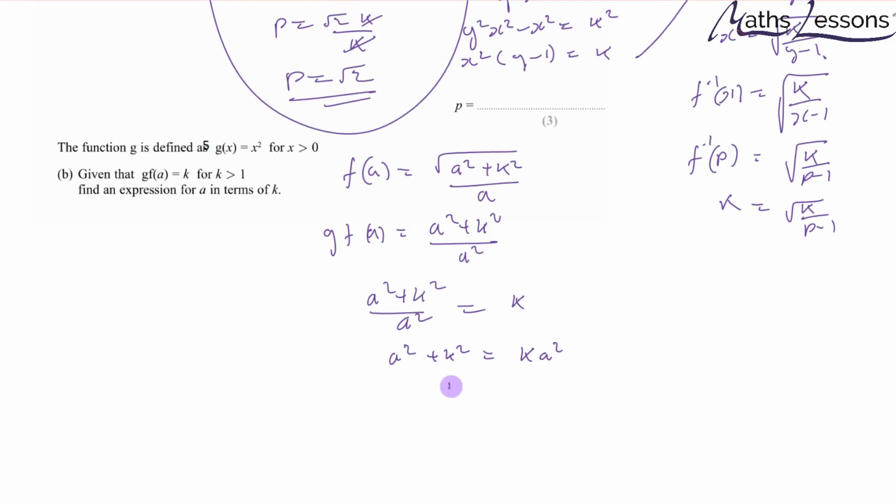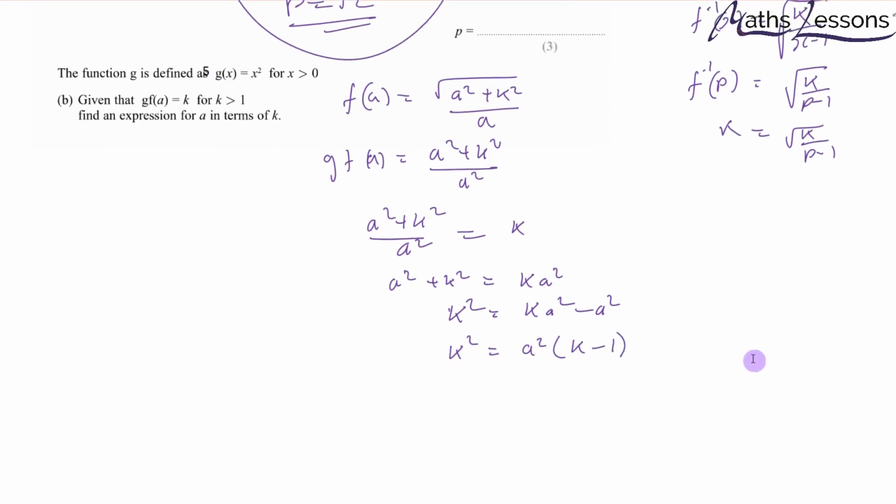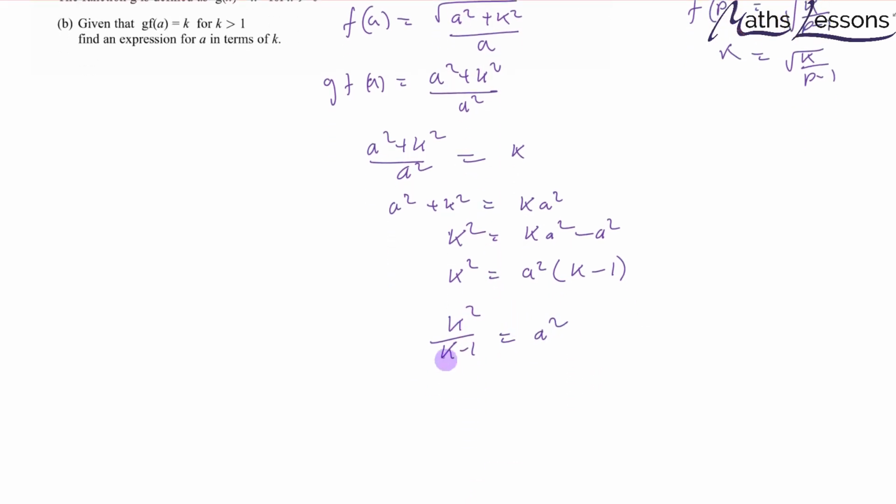Get all the a squareds on the same side. So we've got k squared equals k a squared minus a squared. Then we take a squared out as a factor, and then divide by k minus 1. And then square root. So square root at the top gives you k, square root at the bottom, k minus 1, and square root at the right hand side you get a. So we see that a equals k over the square root of k minus 1.